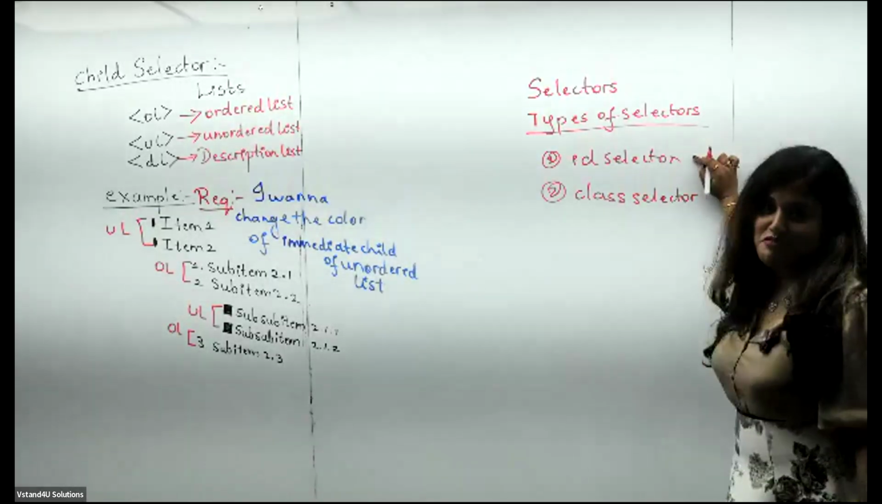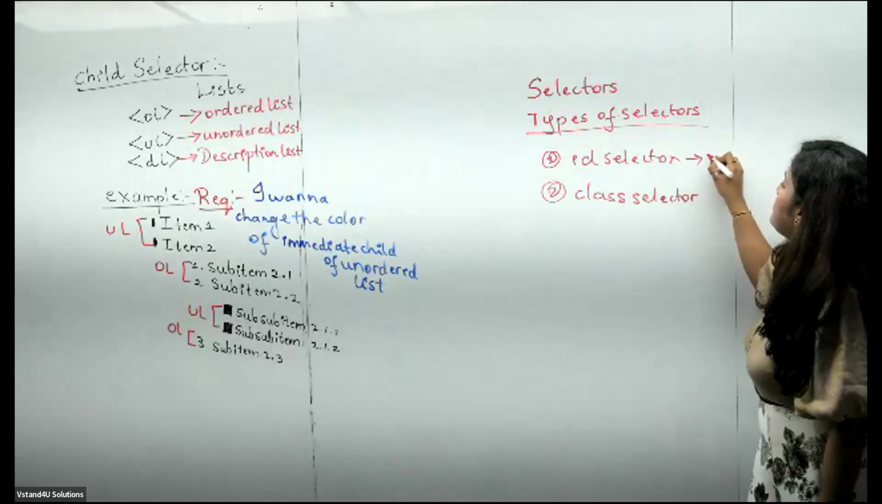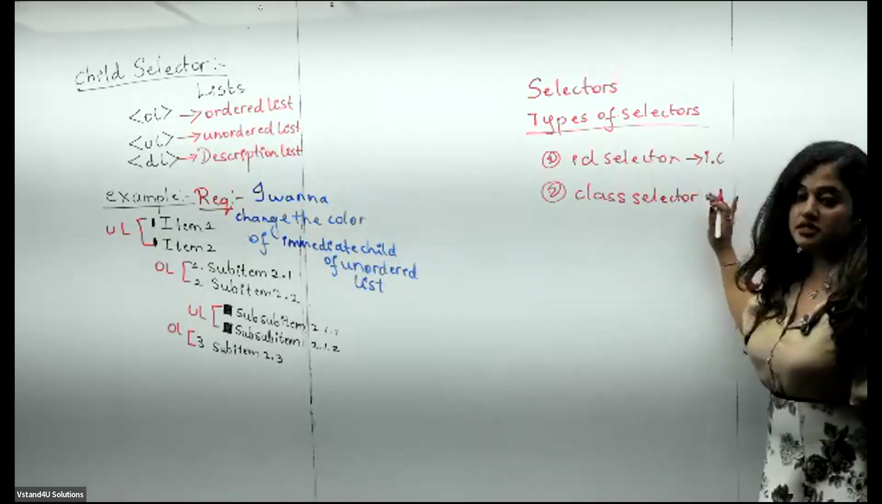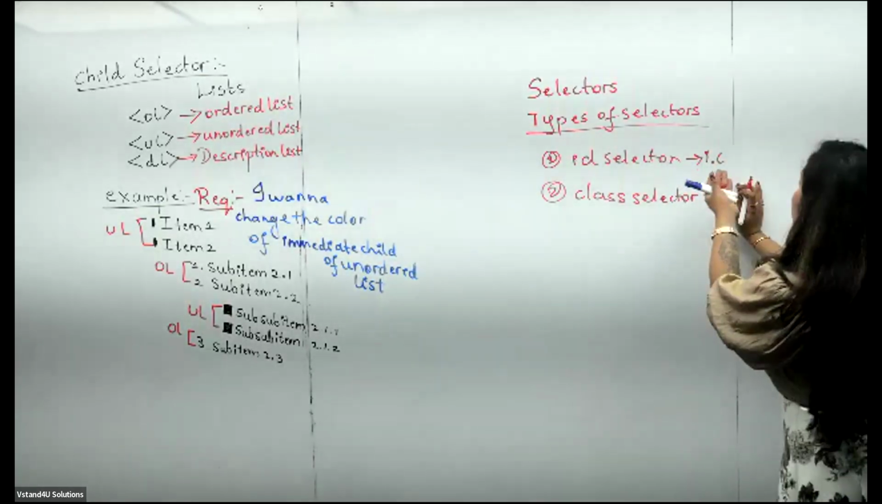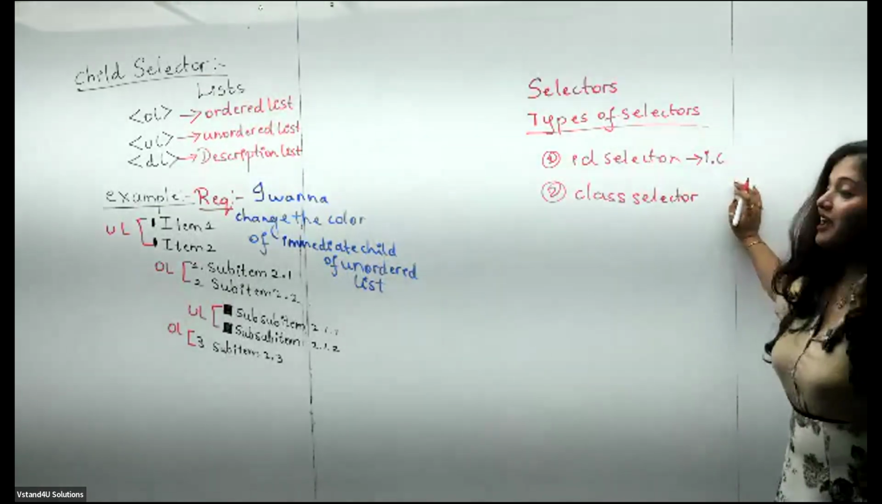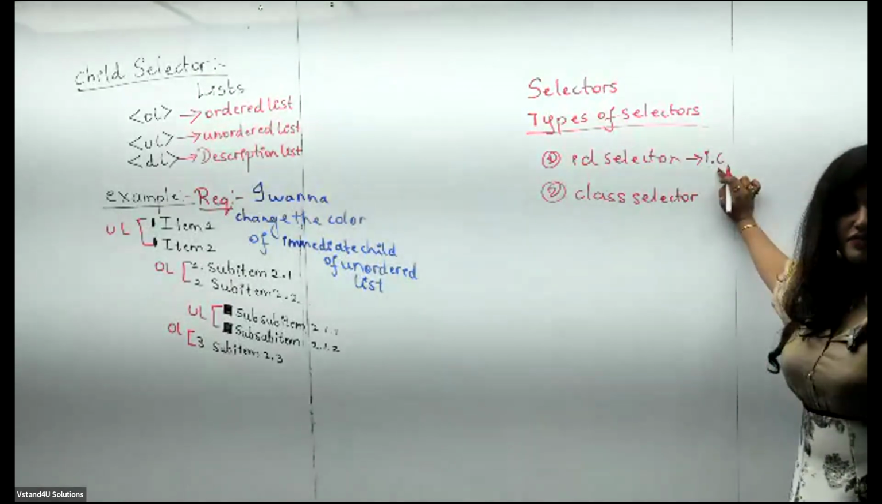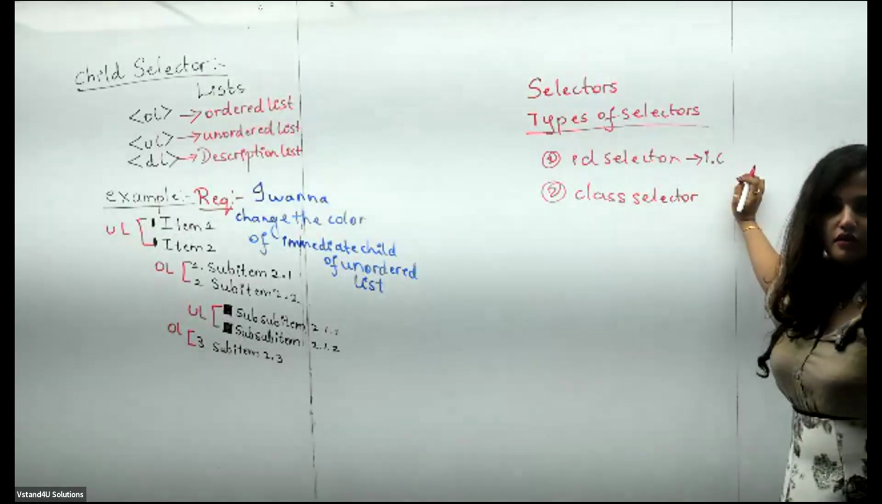ID selector is the immediate child. Correct. ID selector is the immediate child. Okay. Immediate child is this. Yes. Now tell me which is the parent element.